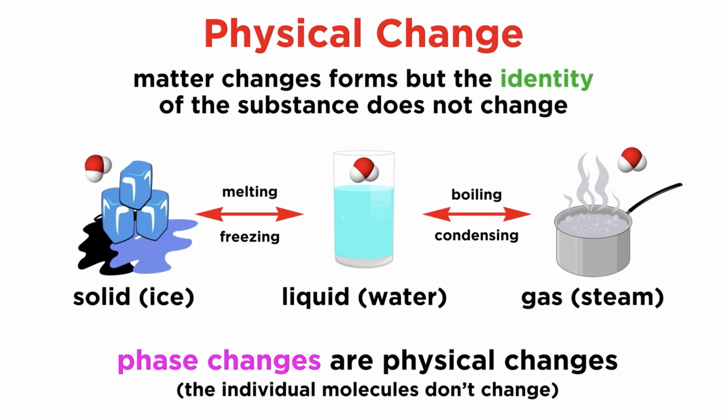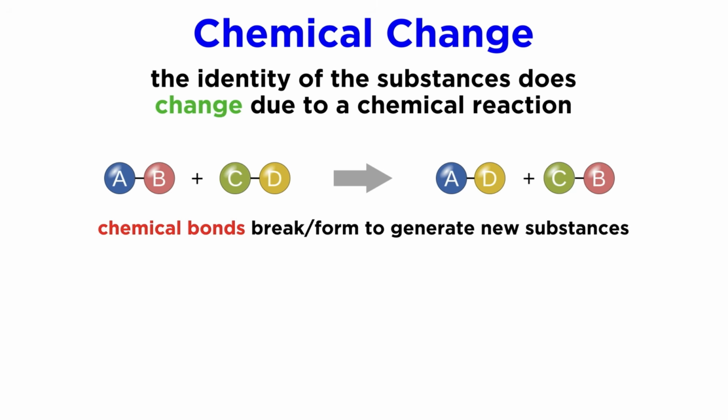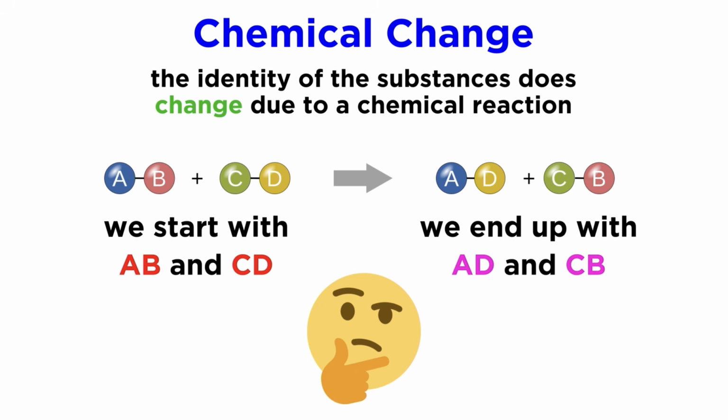in space changes. By contrast, a chemical change is one in which the identity of the substance or substances does change. This would require a chemical reaction, whereby chemical bonds break and form to transform a pure substance into a totally different pure substance. So we begin with some molecule which contains atoms of specific elements in a particular arrangement, and we end up with a totally different molecule with atoms in a completely different arrangement. This indicates a chemical change.